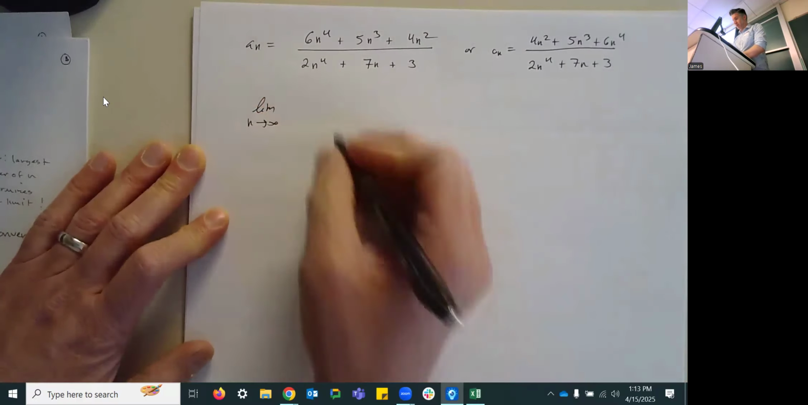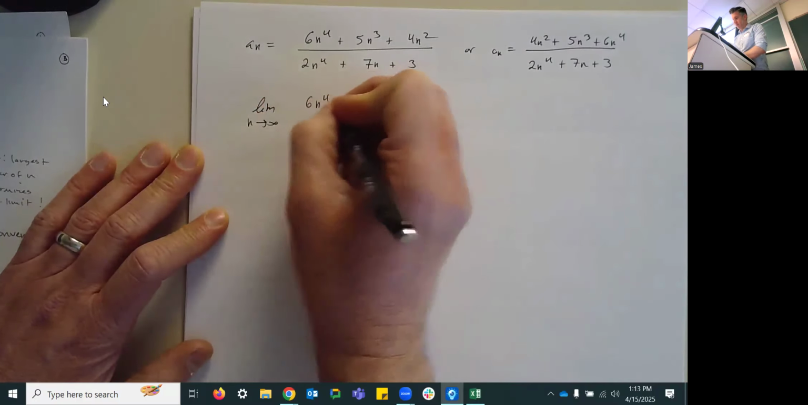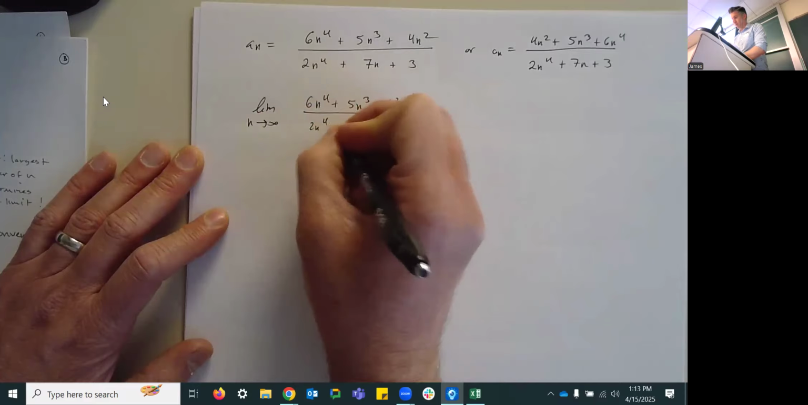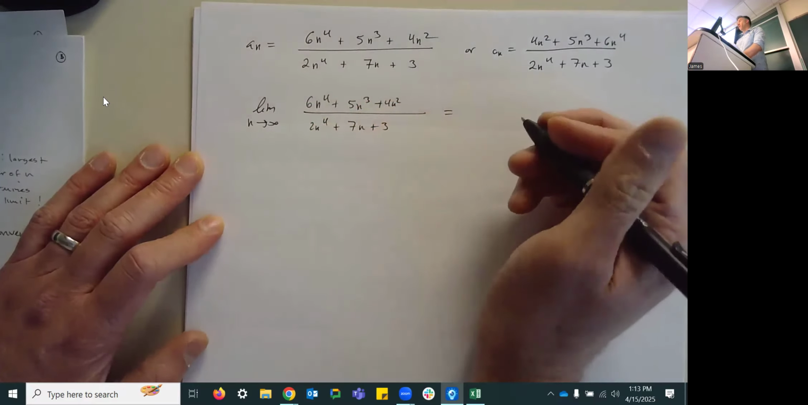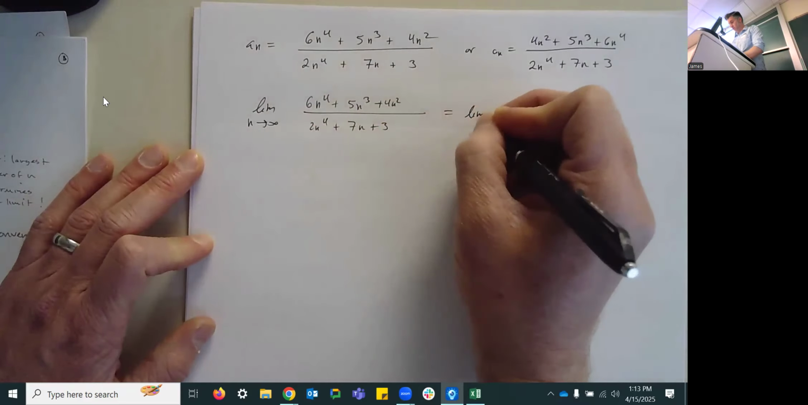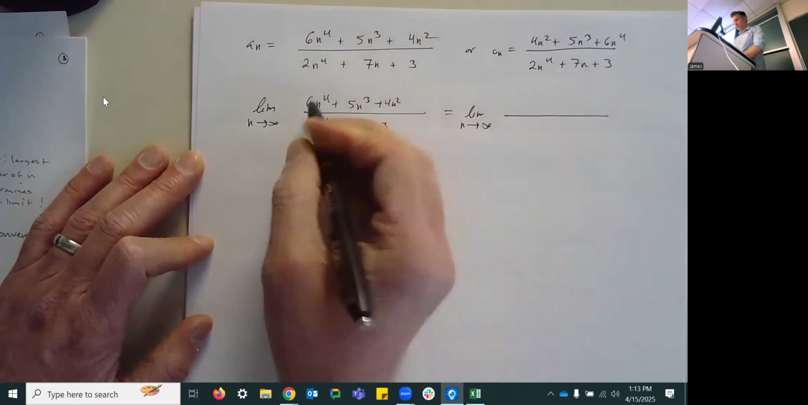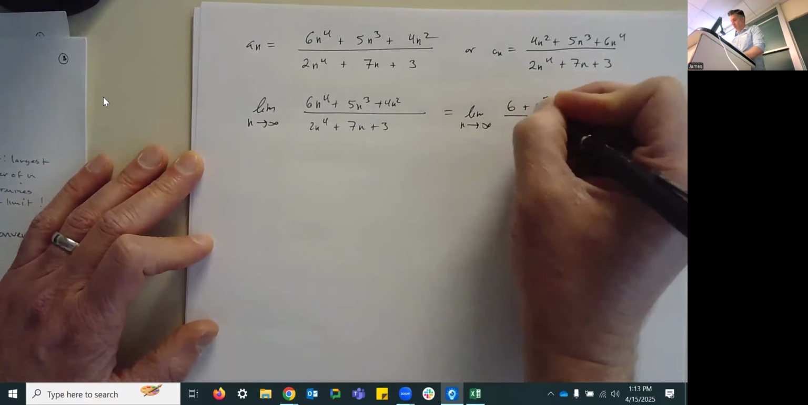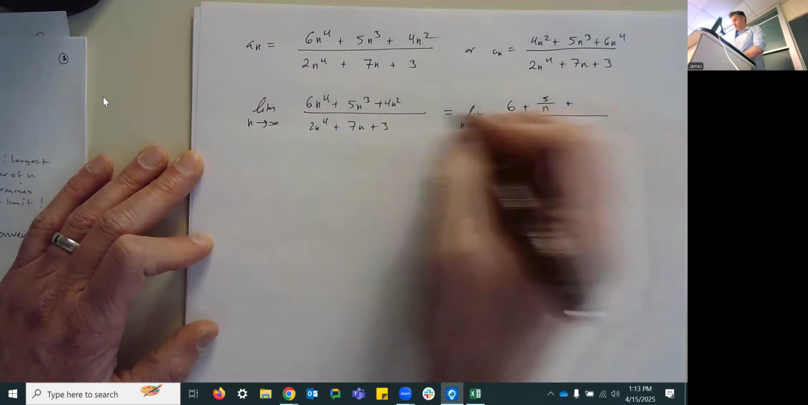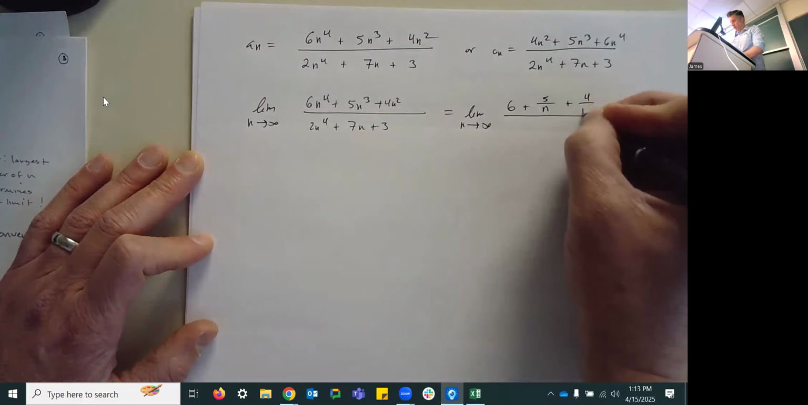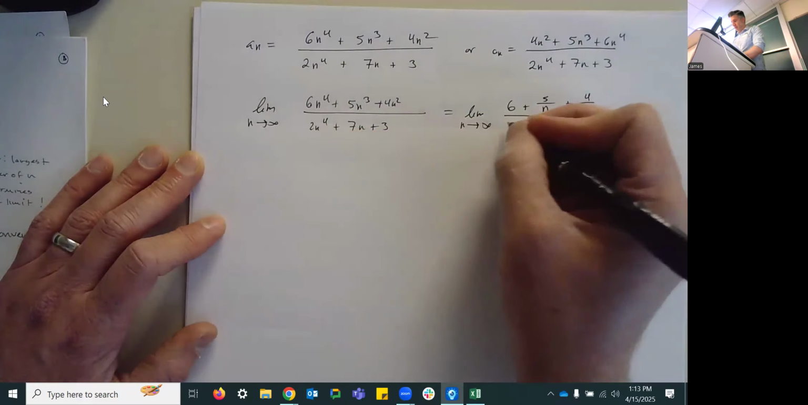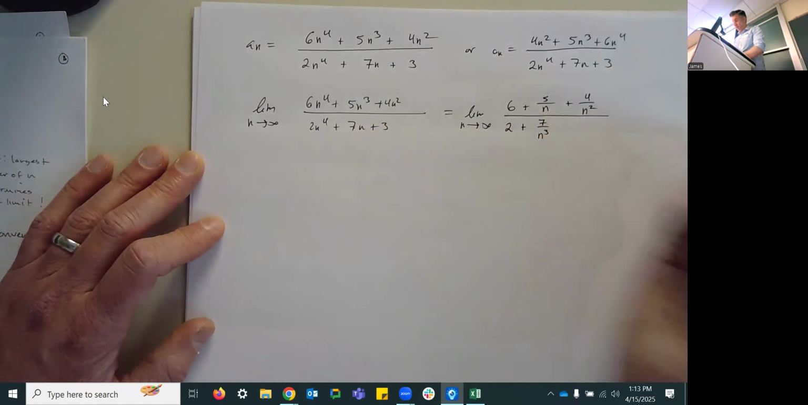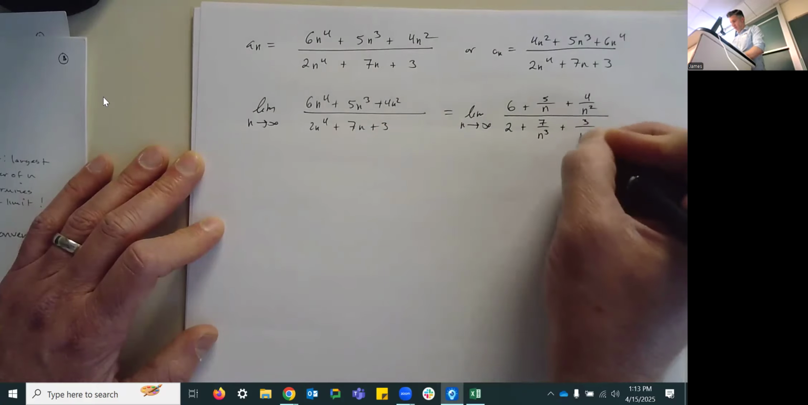Limit as n goes to infinity of 6n to the 4th plus 5n cubed plus 4n squared over 2n to the 4th plus 7n plus 3. So I'm going to divide everything by n to the 4th, but I'm going to skip the step of showing the work. So 6n to the 4th divided by n to the 4th is just 6. 5n cubed divided by n to the 4th is going to be 5 over n to the 1st. And 4n squared divided by n to the 4th is going to be 4 over n squared. 2n to the 4th divided by n to the 4th is 2. 7n divided by n to the 4th is 7 divided by n cubed because one of the n's cancels. And 3 over n to the 4th is 3 over n to the 4th.